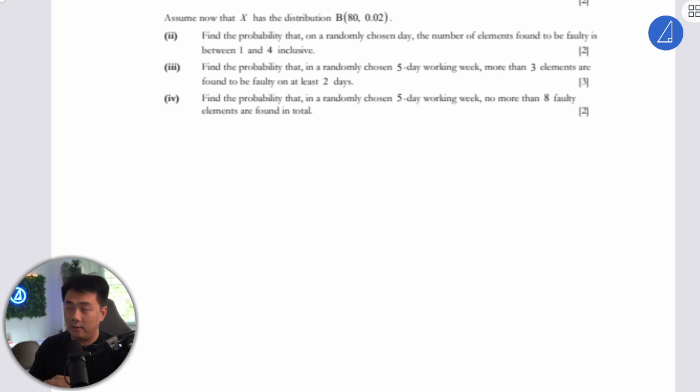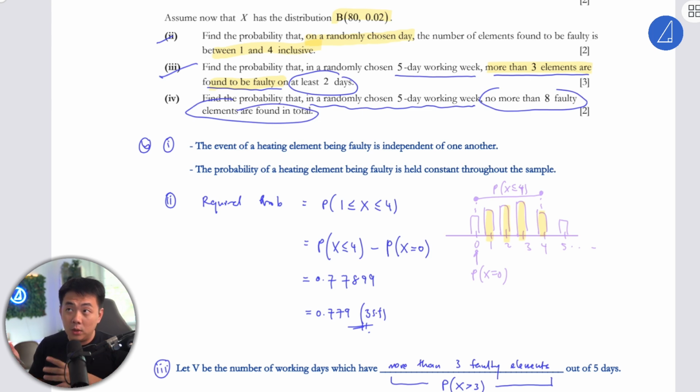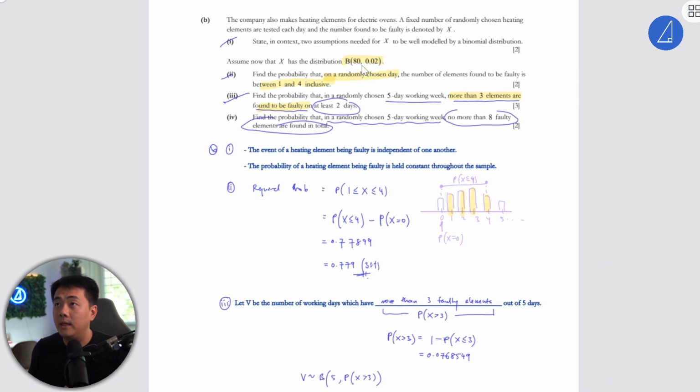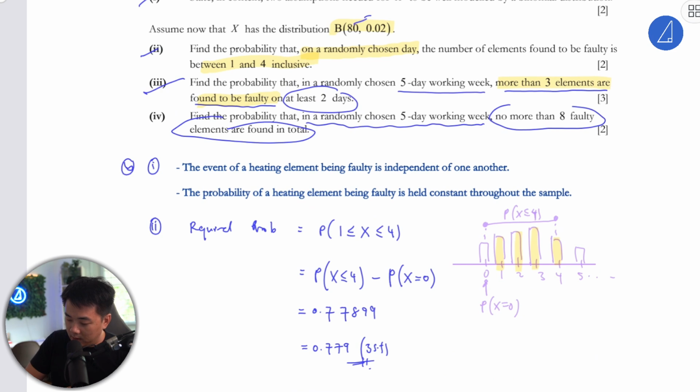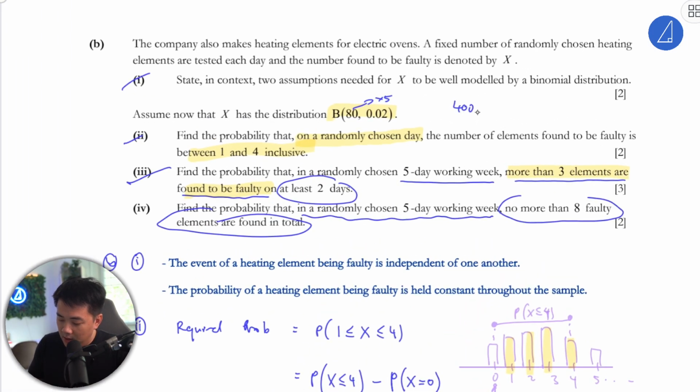The last one is to find the probability that in a randomly chosen 5-day work week, no more than 8 faulty elements are found in total. If this is total, you just group all of them together. One day is 80, right? So you just multiply by 5. Remember, you have 400 heating elements for 5 days, but the probability that you're looking at remains the same. You don't need to multiply the probability by 5, only the number of heating elements.